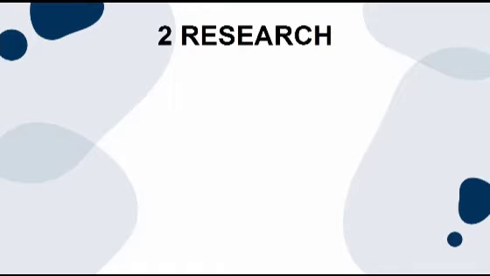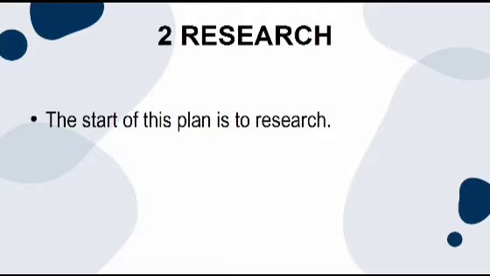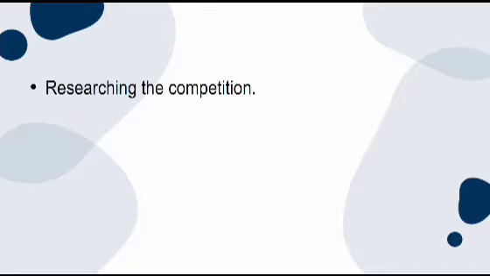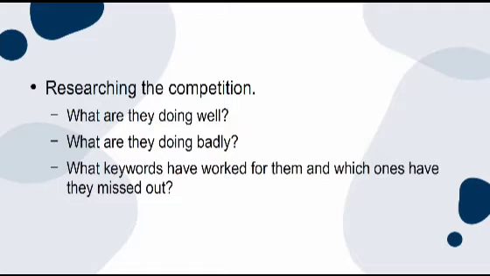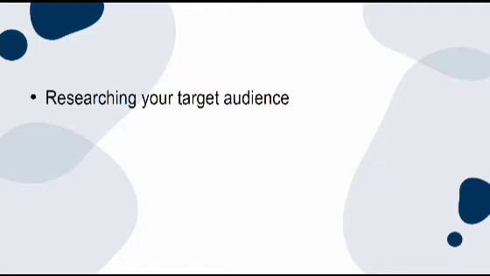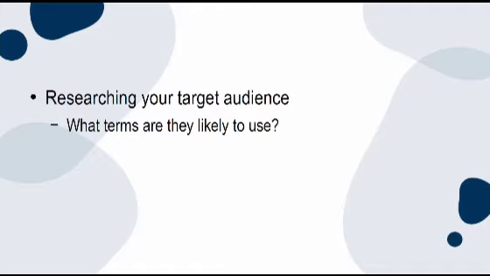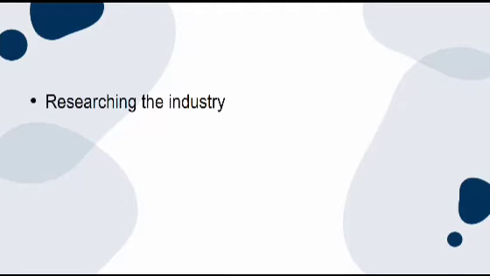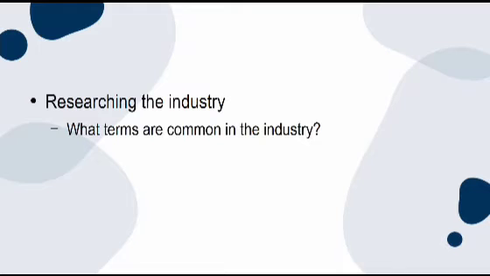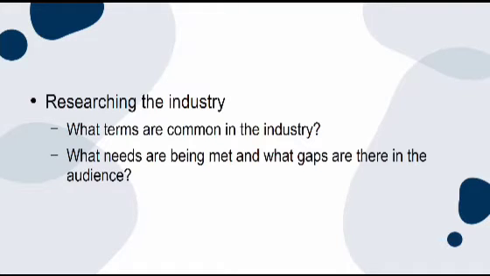2. Research. The start of this plan is to research. That means researching the competition. What are they doing well? What are they doing badly? What keywords have worked for them and which ones have they missed out? Researching your target audience. What terms are they likely to use? What do they want to read? What are they likely to share? Researching the industry. What terms are common in the industry? What needs are being met and what gaps are there in the audience?